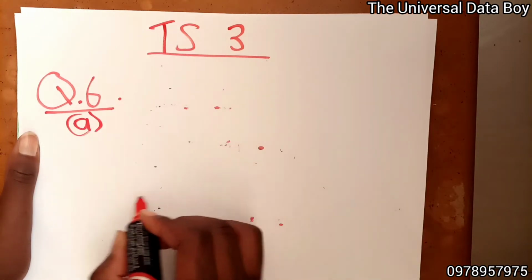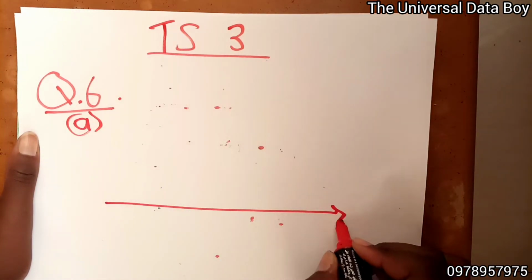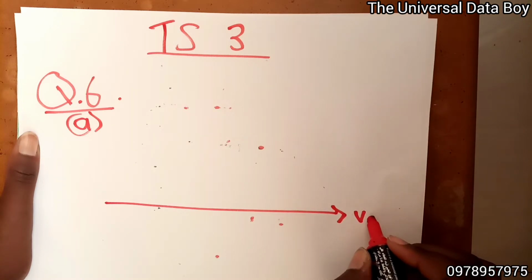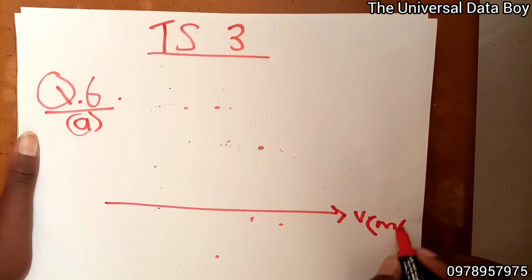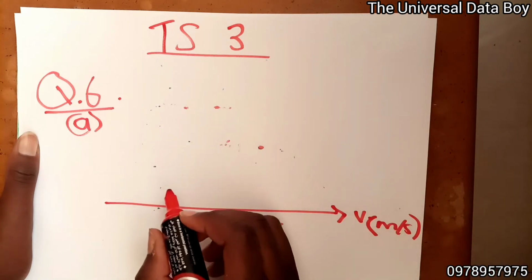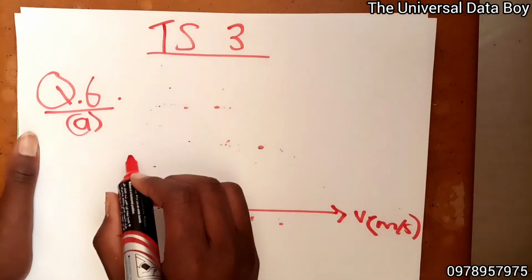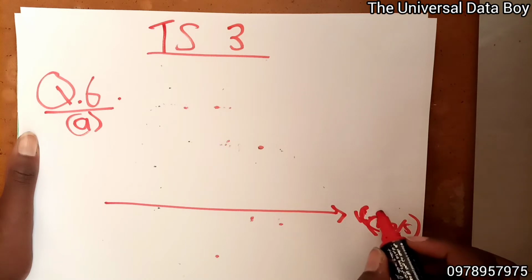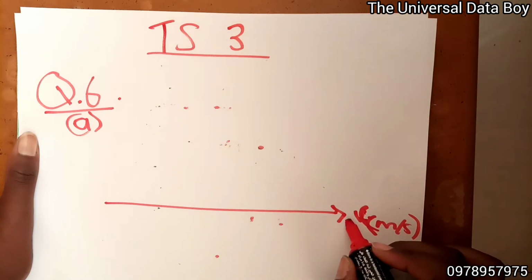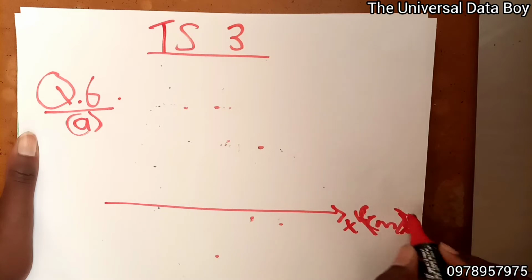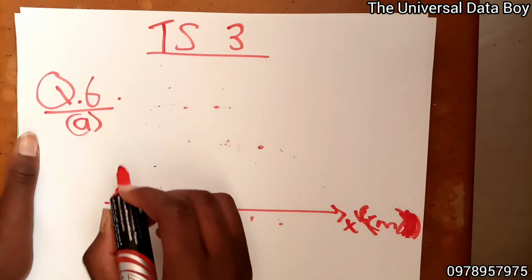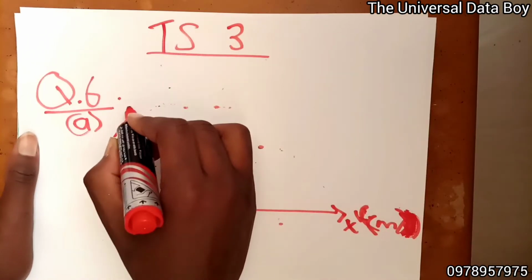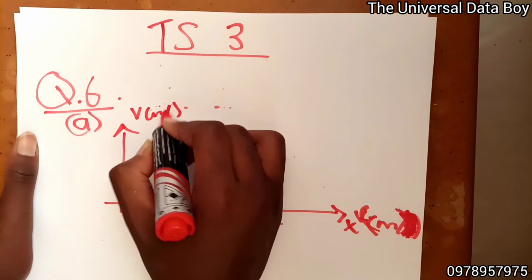So for A, we're told to draw a coordinate system. Just given the velocity, you can say this is the velocity in meters per second. Let's put this as our distance. So we're going to put this one as our x distance in meters. We're going to have something like this, yeah. Then you can have that for the velocity in meters per second.